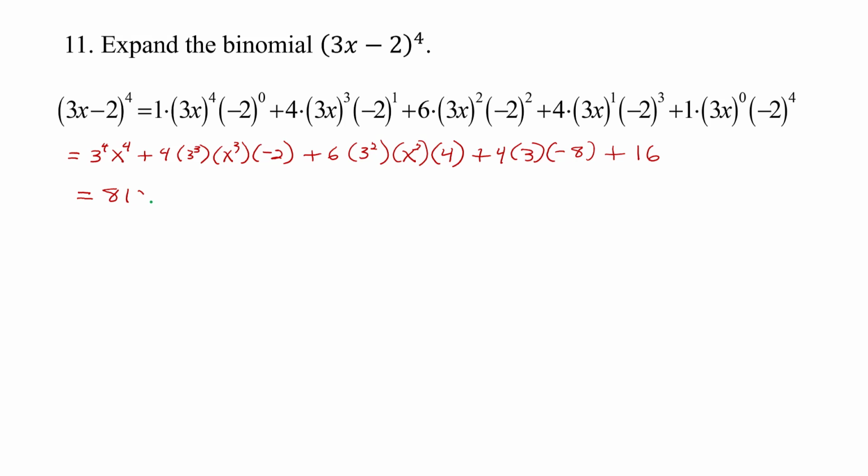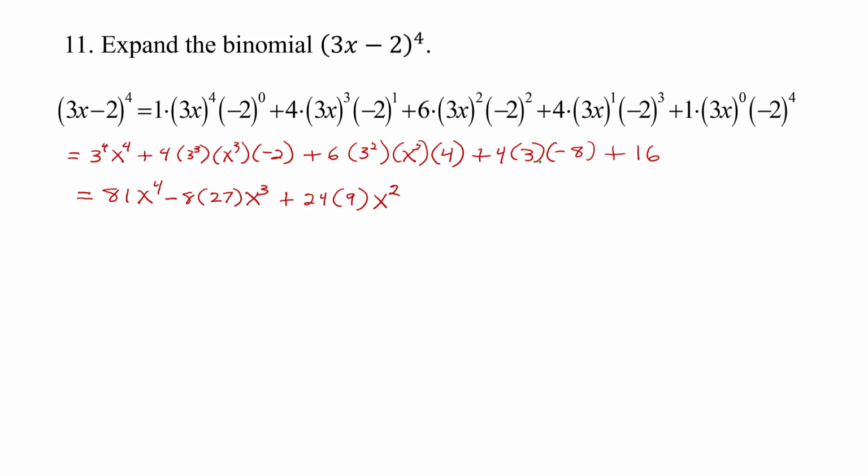So we have 81 times x to the 4th plus, well, this is going to be what? Let me simplify a bit as I go along here. So I'm going to have minus 8. 4 times negative 2 gives us minus 8 times 3 cubed, which is 27. And then we have x cubed. Next we have plus 4 times 6 is 24 times 3 squared is 9 times x squared. And then we're going to have minus, oh, I forgot an x here, didn't I? So let me fix that.